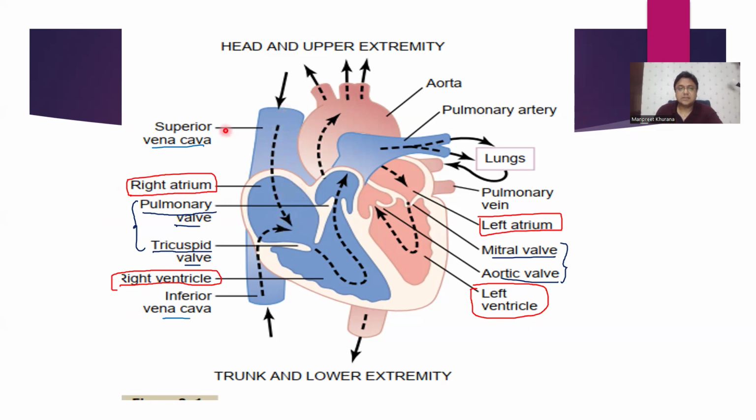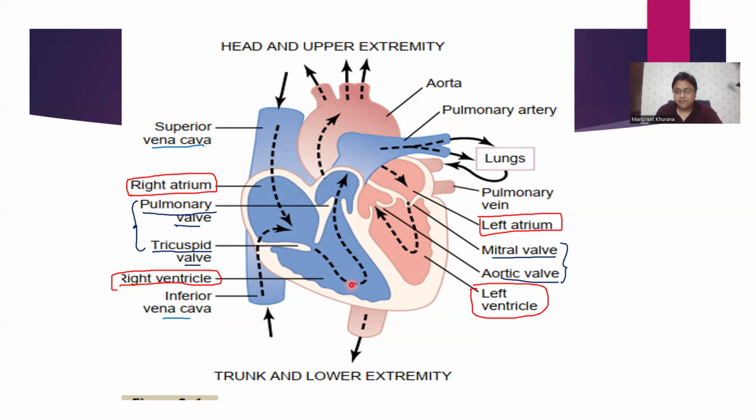There are two vena cava, that is superior vena cava and inferior vena cava. Superior means bringing blood from the head and the upper extremity, and inferior vena cava bringing deoxygenated blood from the trunk and lower extremities. Now this deoxygenated blood goes to the right atrium. From the right atrium, through this tricuspid valve, the impure blood goes to the right ventricle.